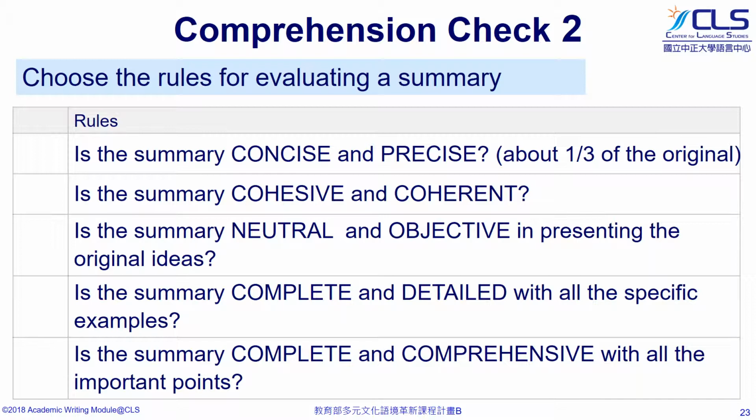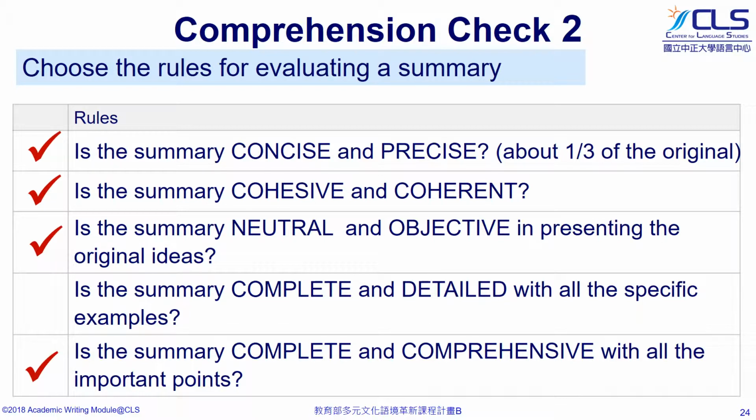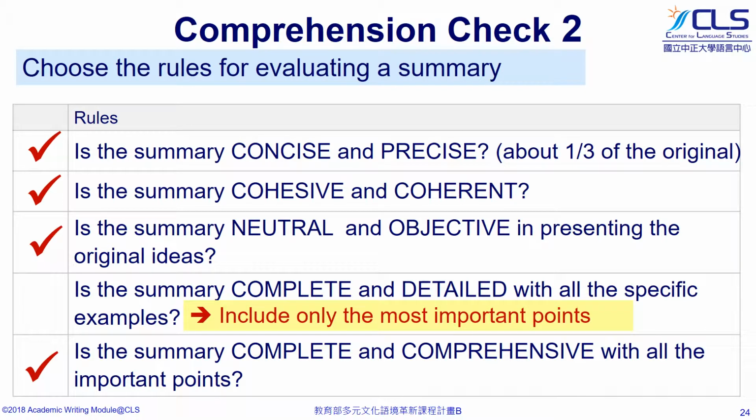Second, please choose the rules for evaluating a summary. When we evaluate a summary, we need to check whether the summary is concise and precise, cohesive and coherent, neutral and objective in presenting the original ideas, and complete with all the important points. We should include only the most important points instead of all the specific examples.